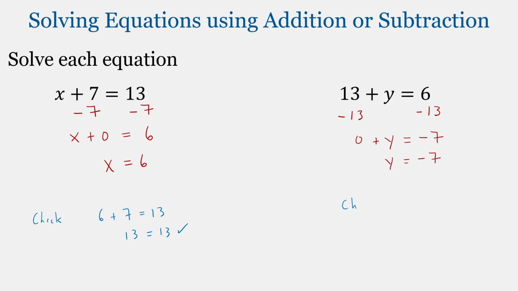Again, checking the answer, we're going to plug in y equal to negative 7 wherever there's a y. So we'll have 13 plus negative 7 equal to 6. And then 13 plus negative 7, that's 6. So we have 6 equal to 6. And that's a true statement.